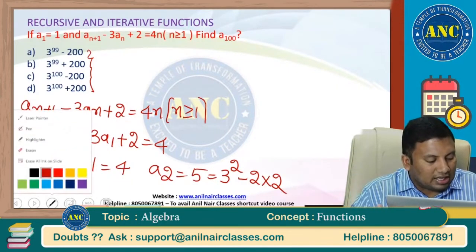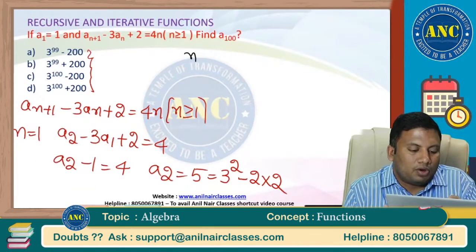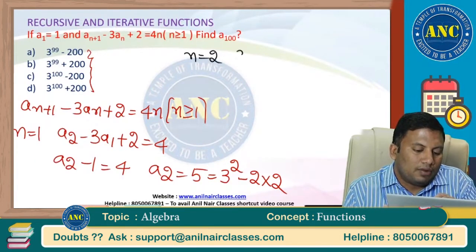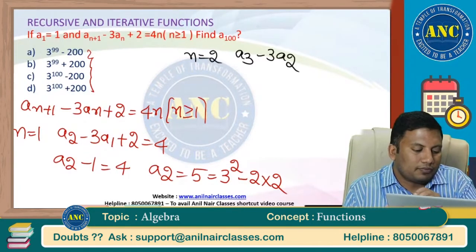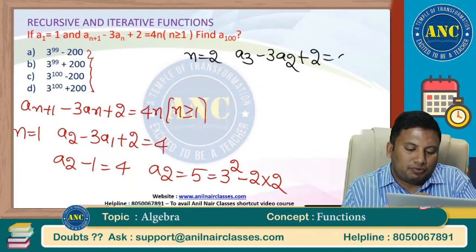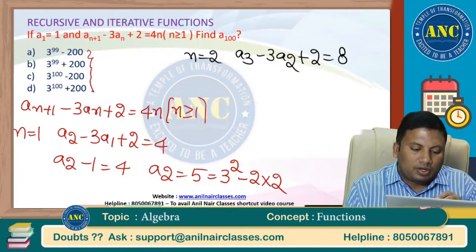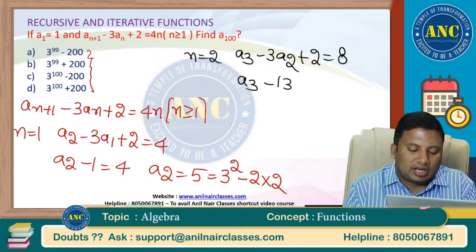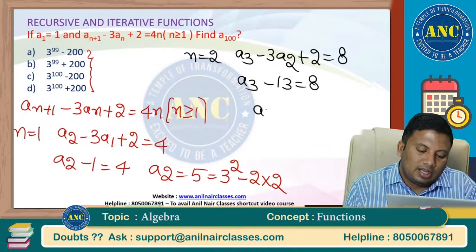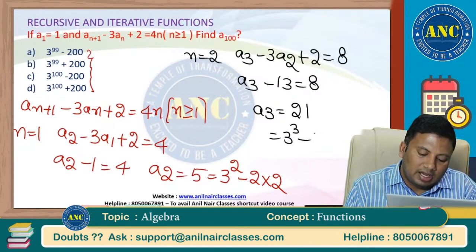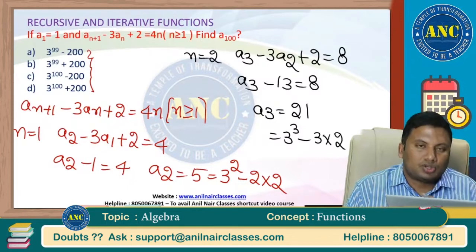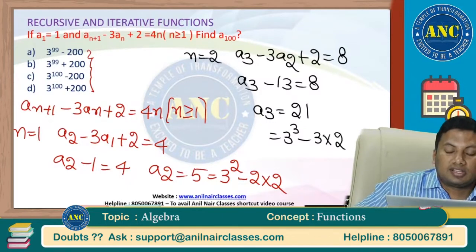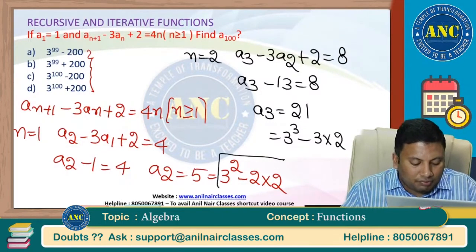Now see here. Let us do one more value. n equal to 2. This will become a3 minus 3a2 plus 2. It is 4 twos are 8. a2 is nothing but 5. Minus 15 plus 2, minus 13 equals 8. a3 is 21. 21 is again 3 cube minus 3 into 2. 27 minus 6 is 21. 9 minus 4 is 5.